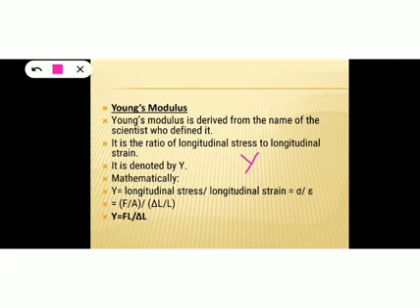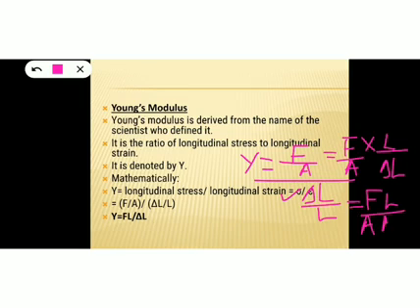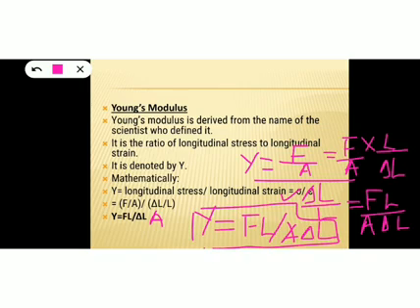How? You know, Young's modulus Y is equal to force by area, all divided by delta L by L. It can be written as force by area into, taking the reciprocal of the denominator, L by delta L. That is equal to F into L by A into delta L. So this is Young's modulus: capital Y is equal to F into L by A into delta L. This is the expression for Young's modulus.